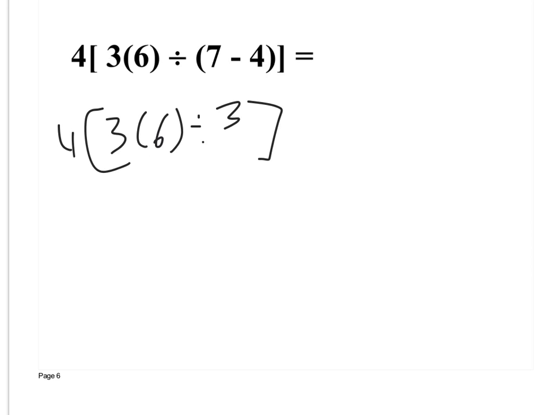Okay, what is 3 times 6? 18. What's 18 divided by 3? 6. Does anyone know something about that problem right there? What is it? Yeah, but I'm talking about the 18 divided by 3. Anyone notice anything?